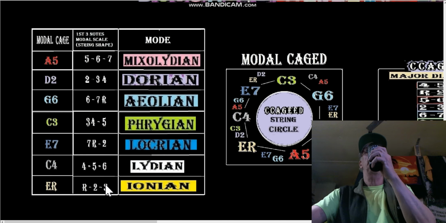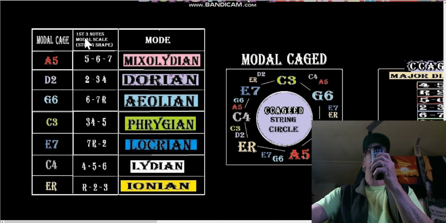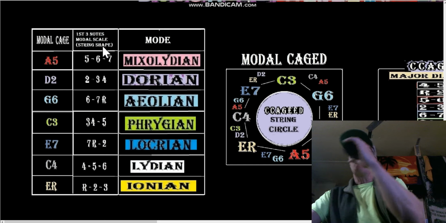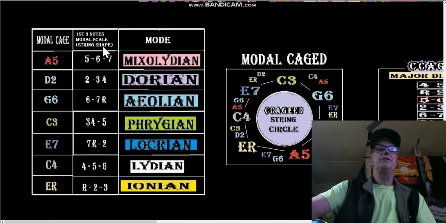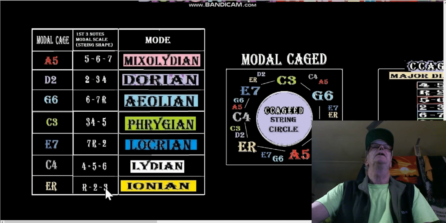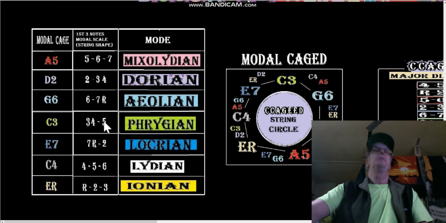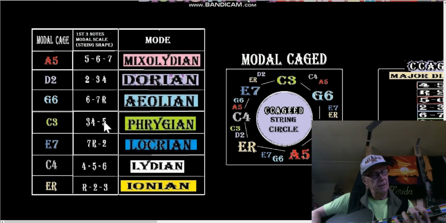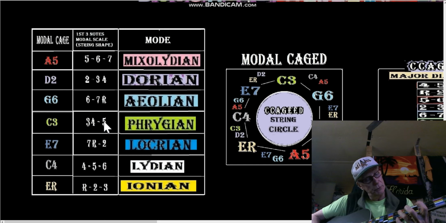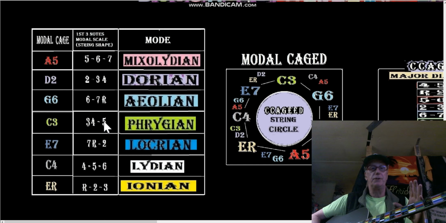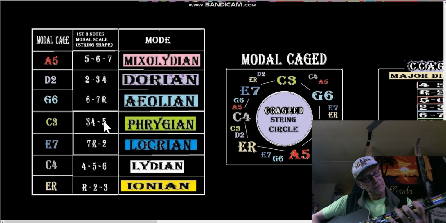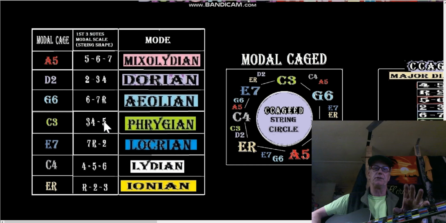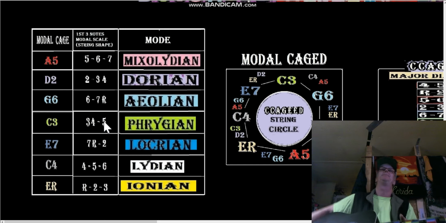These are the modal cages, and these are the string shapes. First three notes, modal scale, string shape. Reference to the parent key of root 2 3. So we're not going to take Phrygian and call it root 2 3. But if you want to count a Phrygian scale, you can play that 3 4 5. Instead of going 3 4 5 6 7 root 2 3, you can just count root 2 3 4 5 6 7 root, and you've played a Phrygian scale with its particular count.